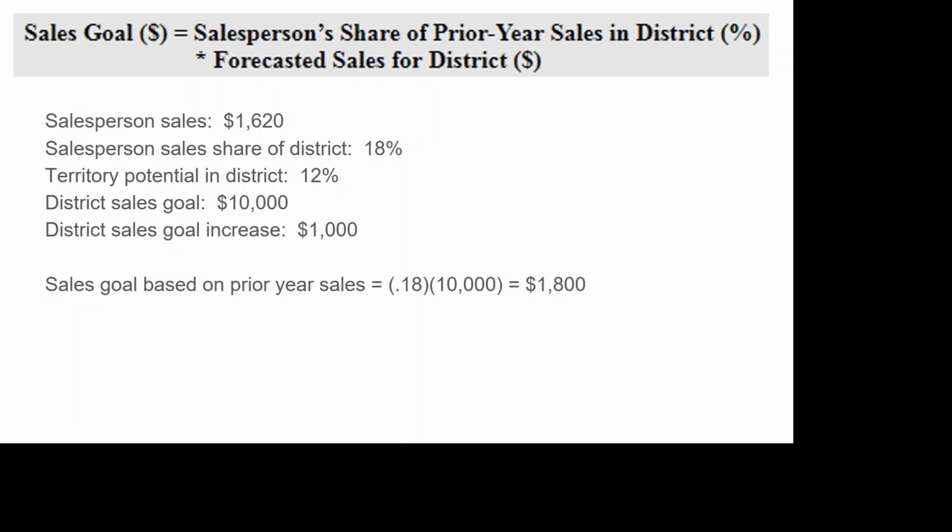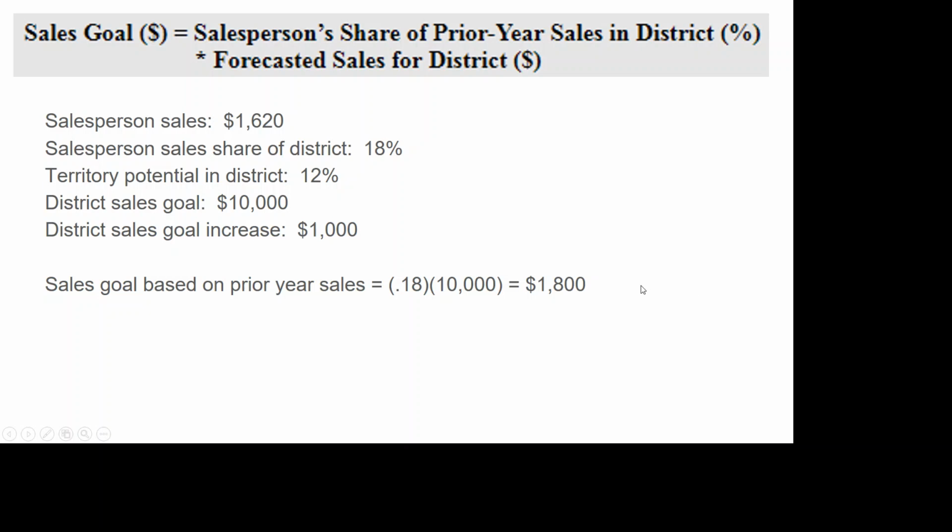So basically, what we're saying here is, okay, we expect that overall, the company is going to sell this volume. You last year sold 18% of total volume. So we're going to carry that 18% forward to the next year, and we have a new sales goal, you know, forecasted sales for this particular year. So we're just going to take that new overall company-wide sales number, multiply it by your last year's percentage of total sales, and that is where we arrive at this sales goal of $1,800.